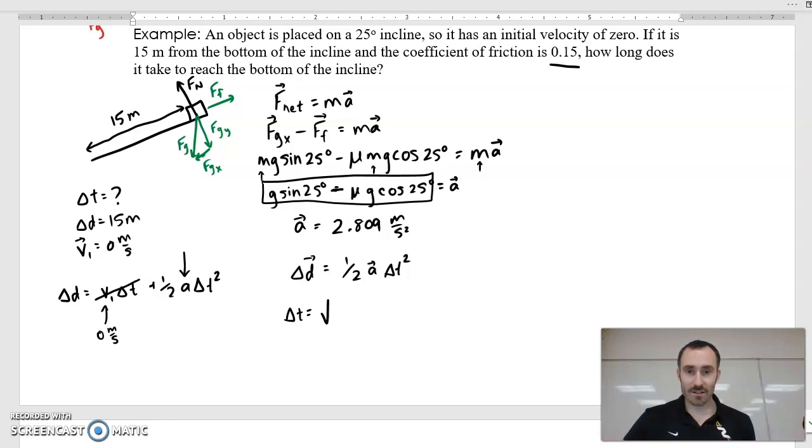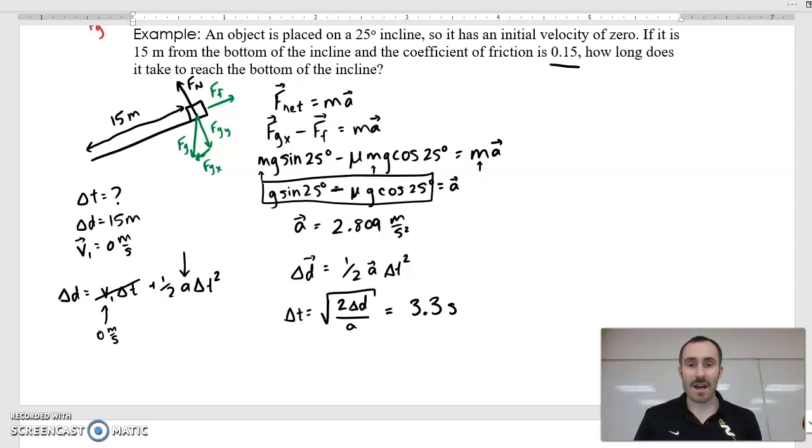Think about that for a second, in case that doesn't make sense. 2d over a. Okay, I was dividing by a half and dividing by a. So it would have been d divided by half a. That also works totally fine, if that's how you want to leave it. But dividing by a half is the same thing as multiplying by 2. And so I get time is the square root of 2d over a. And so when I put in my 15 meters, because that's the length of the ramp, and my 2.809 meters per second squared, I end up with 3.3 seconds. That's how long it takes to go down the ramp.